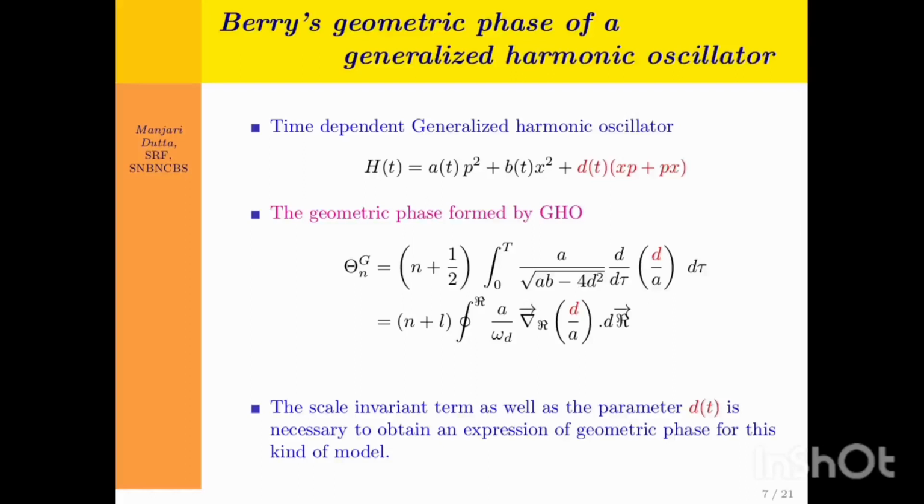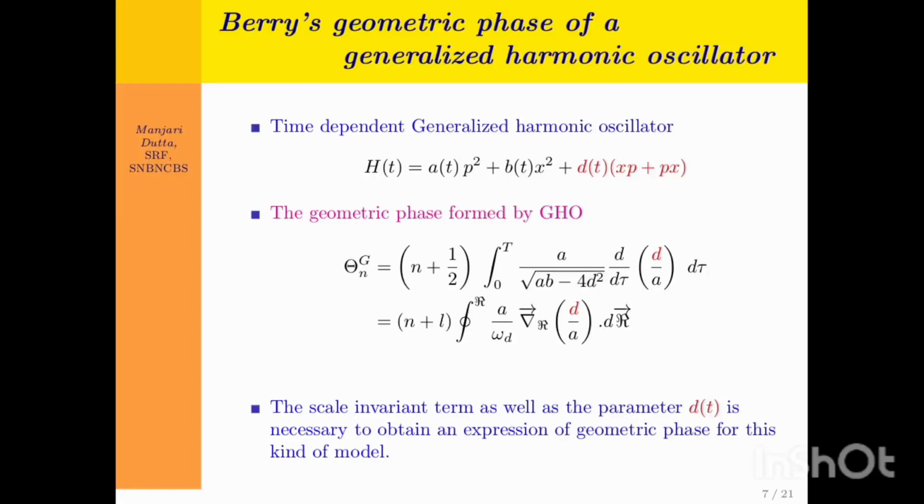There are so many examples of time-dependent models available in literature where their Berry phase form can be found out. As we intend to proceed with harmonic oscillator, I just show you the Berry phase expression of a generalized harmonic oscillator. So this is the Hamiltonian of the generalized harmonic oscillator, generalized because the scale invariant term on the right side is added as a third term with the Hamiltonian of a harmonic oscillator.